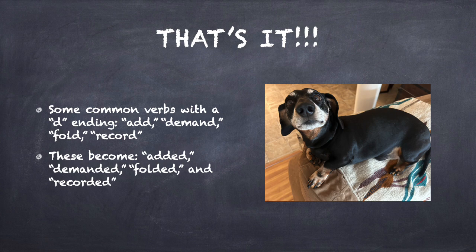There are many verbs in English that end in a D in the present tense. Some common ones are listed here: add, demand, fold, and record. These become added, demanded, folded, and recorded. You could simply do a web search to get a much longer list if you wanted to practice this concept on your own.